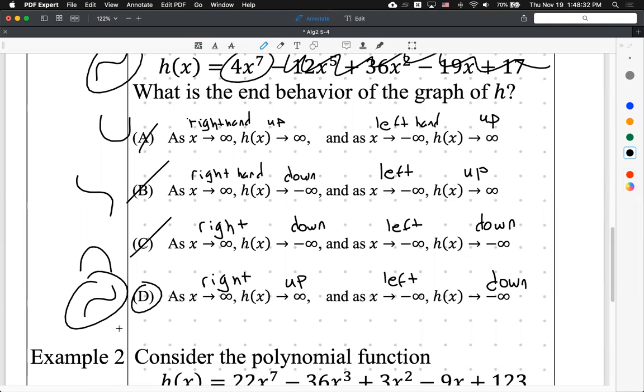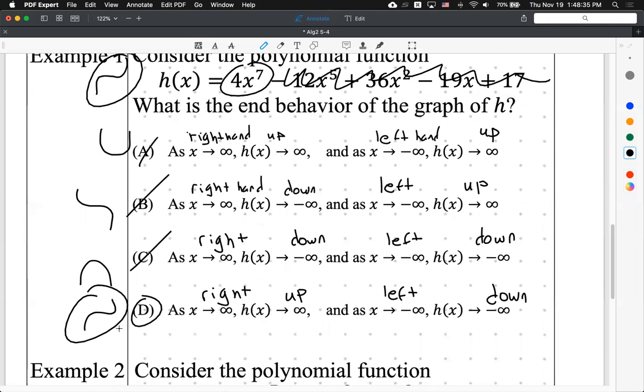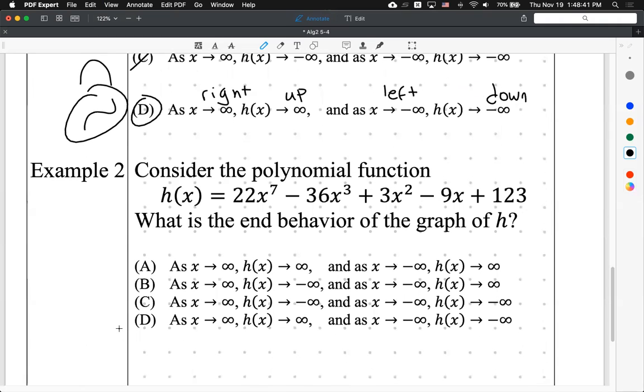Let's try it again. Ask questions before I move on. Example 1, we're about to go on to example 2. No question? All right, example number 2.